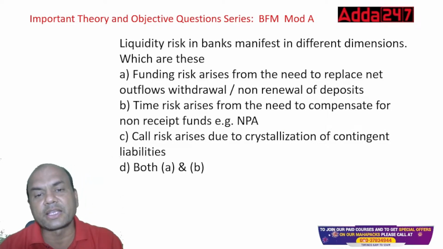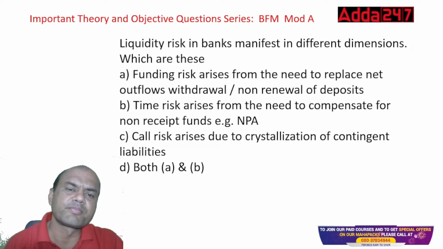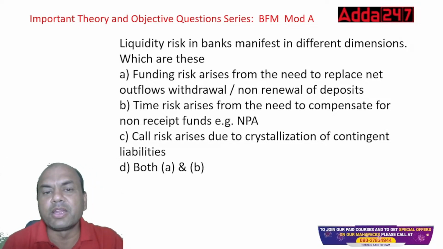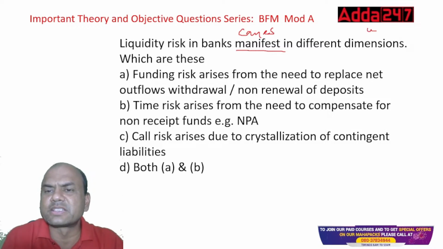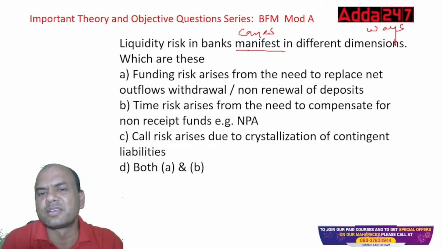Liquidity risk in banks manifests in different dimensions. What do you mean by this? Manifest means comes. It comes in various ways. Dimensions means ways. Let's keep words simple, isn't it? So liquidity risk in a bank comes in different ways.